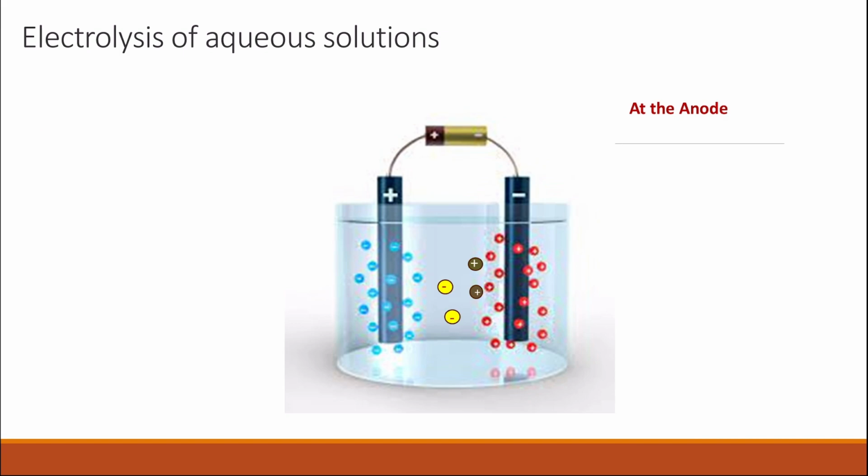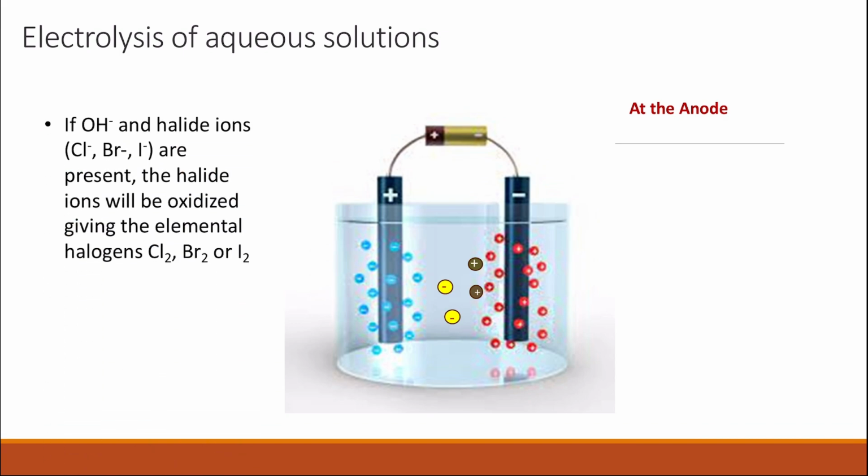So what's going to happen at the anode? At the anode as well, we are going to have two anions. The first one is the hydroxide from water, and the second one is the anion that we are going to have from the salt. So if we have hydroxide ions and the other anion is a halide ion, like chloride, bromide, and iodide, then the halide is the one that will be oxidized at the anode. The anode is the positively charged electrode. In this case, we're going to have chlorine, bromine, or iodine as the element that will be produced at the anode.